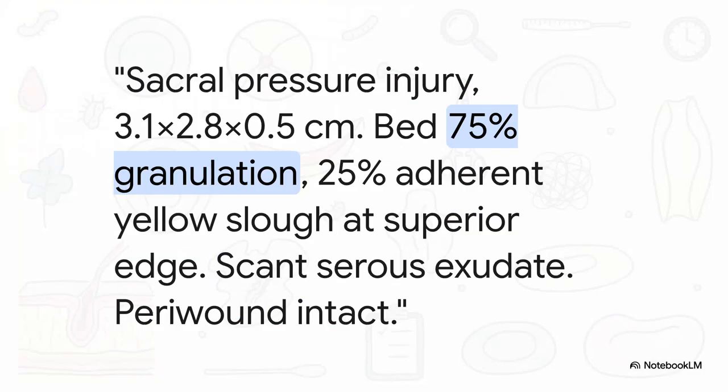So what does that look like in the real world? Let's check out this example note. It follows our framework perfectly. It gives the location and the exact measurements. It quantifies the tissue types, 75% healthy granulation, 25% slough. It describes the scant, serous exudate, and confirms the peri-wound skin is healthy. See? This note paints a complete and crystal clear picture for anyone who reads it.